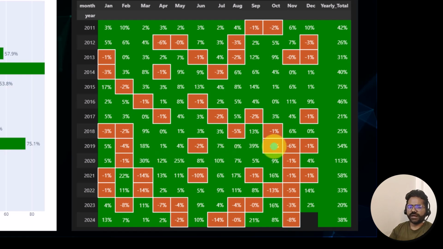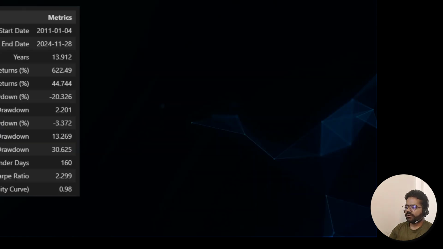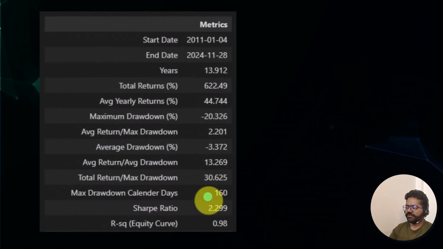So you have to be ready for this if you are doing systematic trading. The only thing you should note here is that the drawdown days are 160. That means close to 5 months you will be in a drawdown, and the Sharpe ratio is 2.3, which is very good if you know what that means.